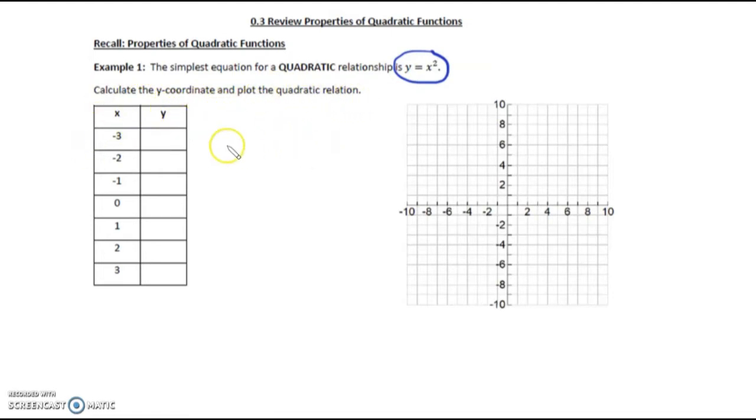I'll do a couple of these a little bit slower, and then if you need to go slow, you can go ahead on your paper. If we have y equals x squared, we're given the x value, so let's start with -3. -3 squared, and when we sub in here, we bracket it, so we get 9. So the y value is 9. So we have (-3, 9).